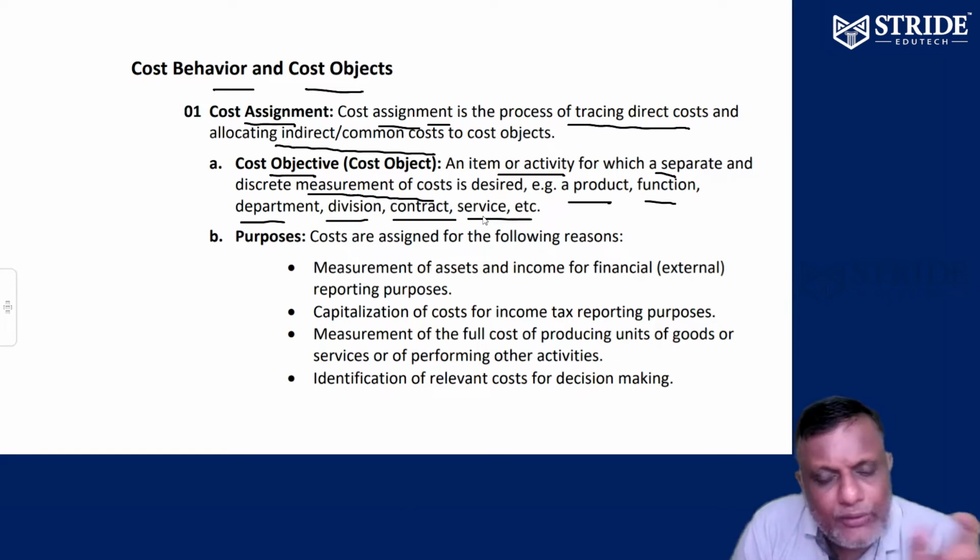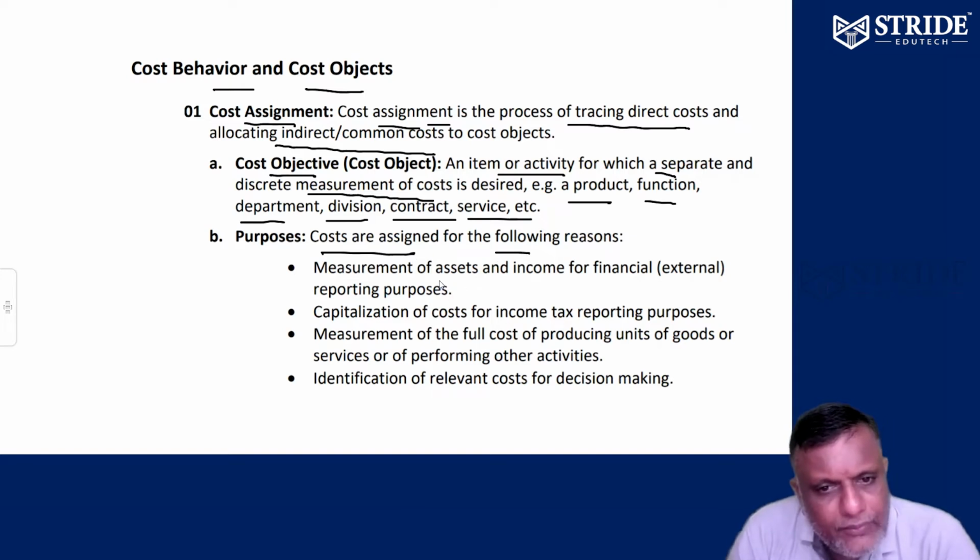So transport departments use service costing. Flight companies use service costing. Based on service costing only, they charge you flight tickets, train tickets, bus tickets, and freight expenses on lorry, I mean the transport system. So cost can be assigned and measured product wise, function wise, department wise, division wise, contract wise, service wise. So cost can be assigned for the following reasons.